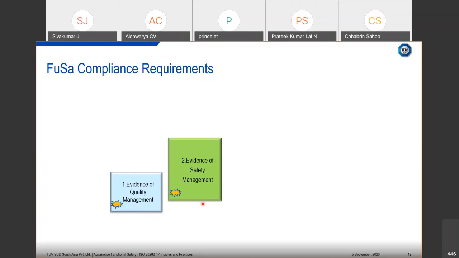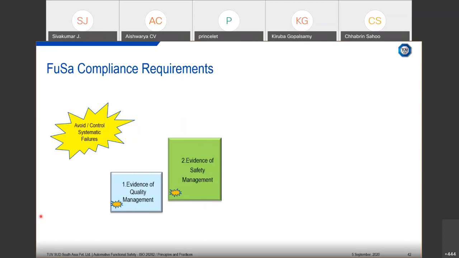And these two, the quality management and the safety management, support avoiding or controlling the systematic failures. As I said in the beginning, the systematic failures are due to human mistakes where the process is not followed, the person dependent. But when you bring in quality management and safety management, it's a process driven technique, where if you apply this, then you can avoid or control your systematic failures effectively. So these two are important.